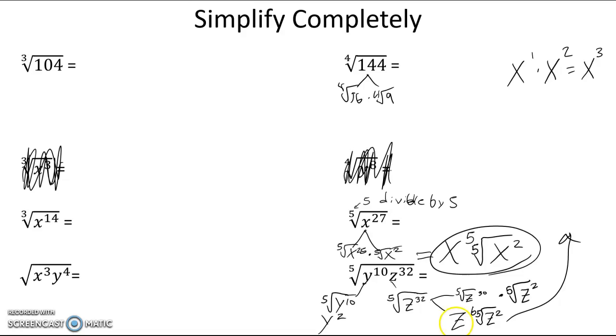So the y to the 2nd and the z to the 6th were on the outside. They're not underneath the radical, so those are going to go outside of our radical here. And then we have the 5th root of z squared. That's going to stay underneath the radical there, okay?